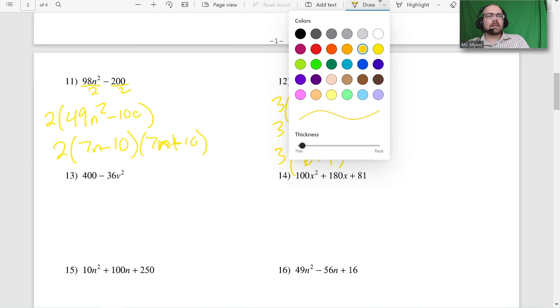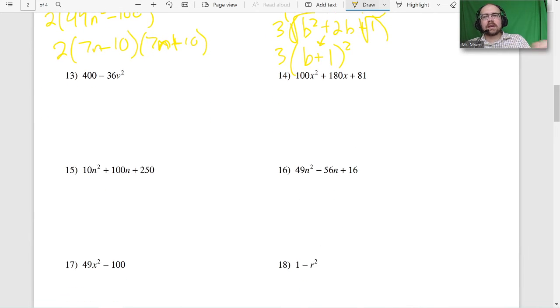Looky there. All right, 13 and 14. So here it looks like both of them divide by 4. So I'd have 100 minus 9v squared. And then take the square root of both of them. Square root of 100 is 10. Square root of 9v squared is 3v. And there we go.